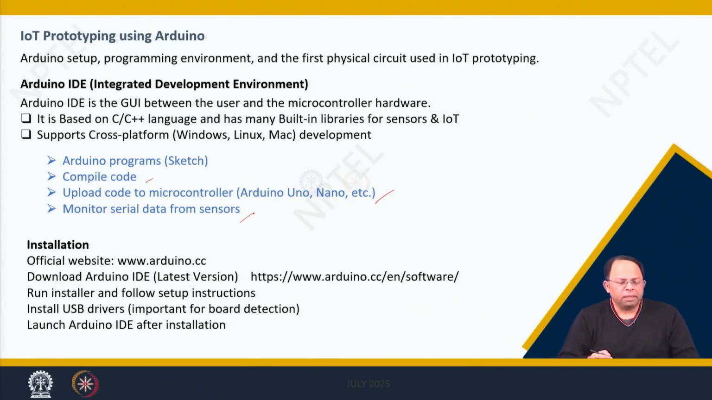And so you can go to the official website, www.arduino.cc, and you can download the Arduino IDE. This is the latest version, and I think 3 or 4 is the latest version. So you can download it from here. You run the installer, follow the setup instructions, and then install the USB drivers if those are required. These drivers will support the running of the board. So we will talk about that.